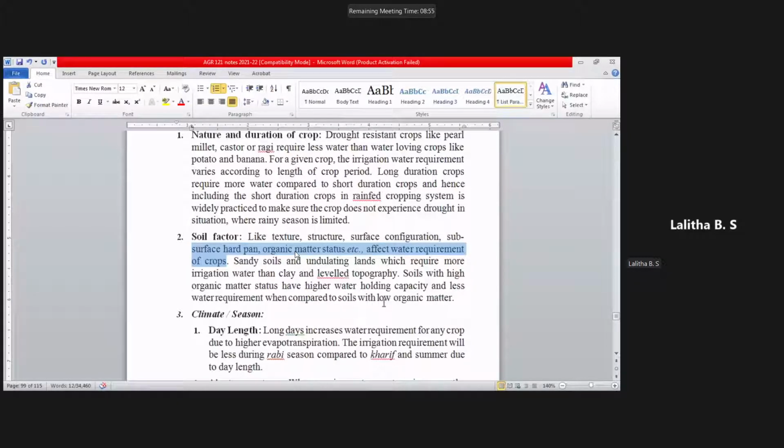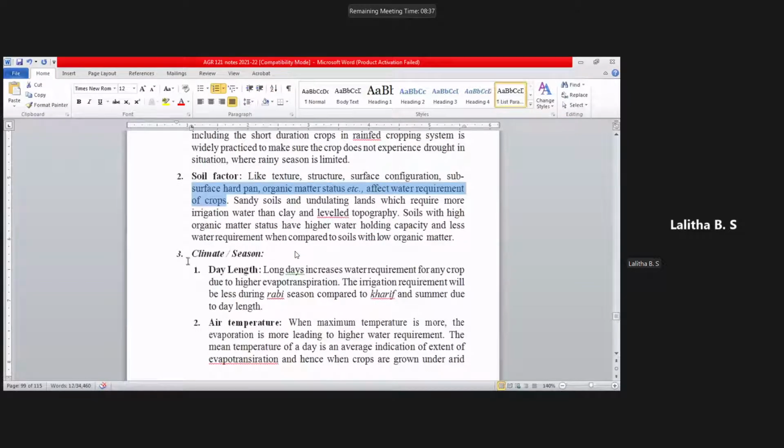Sandy soils cannot hold more water for long, so retention will be less. Because of the macropores, all the water moves down to the ground as gravitational water. So that's why we have to irrigate more.